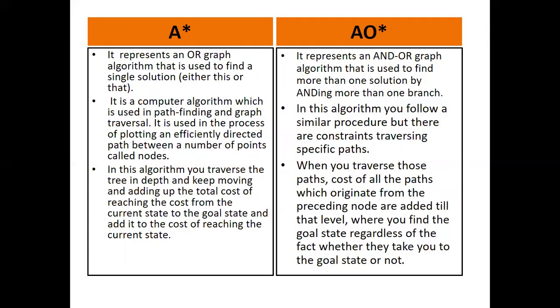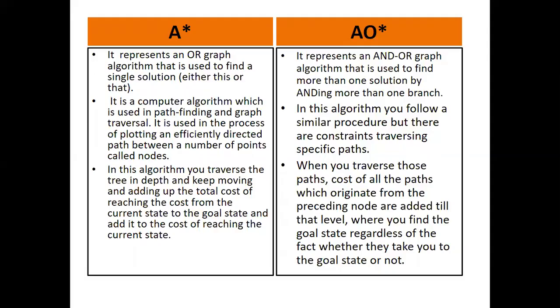Okay. Now in case of A star, it is a computer algorithm which is used in path finding and graph traversals. It is used in the process of plotting an efficiently directed path between a number of points called nodes. This is what we did in the previous lecture. In case of AO star algorithm, you follow a similar procedure, but there are constraints in traveling the specific paths. The last difference, in case of A star, you traverse the tree in depth and keep moving and adding up the total cost of reaching the goal state from the current state and add it to the cost of reaching the current state.